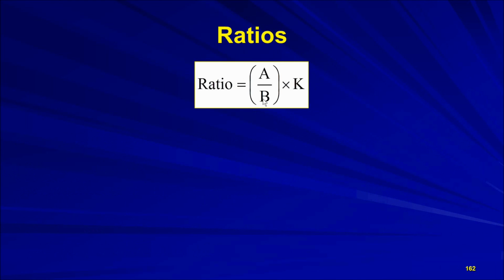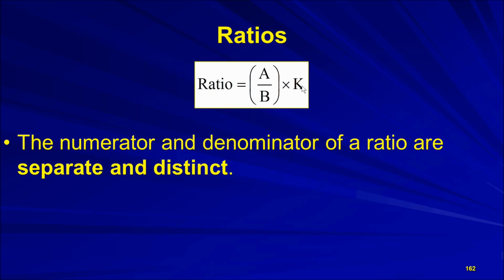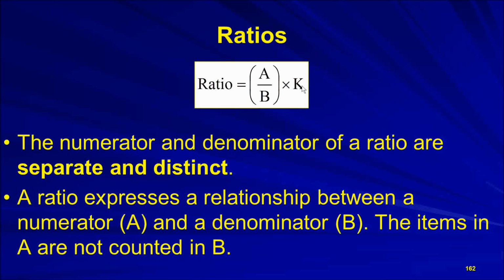Now, ratios, you notice the difference in nomenclature. We have an A and a B times k to the nth. And the numerator and the denominator of a ratio are separate and distinct. We've talked about men and women as an example, or we could talk about cows and pigs. The ratio expresses the relationship between a numerator and a denominator. The items in A are not counted or found in B.